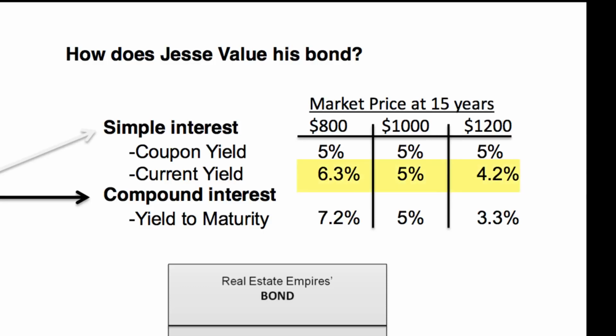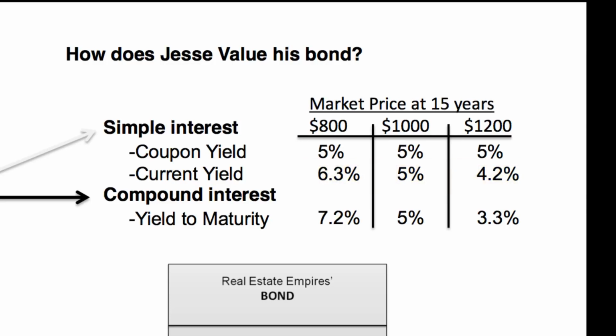So let's look at the current yield. To figure out the current yield, we're taking the coupon payments for 1 year and dividing it by the price that you're paying. And as you can see, the first one for $800 was 6.3%. For the $1,000 it was 5%, and for $1,200 it was 4.2%. Okay, but those aren't the real numbers, and we know that.